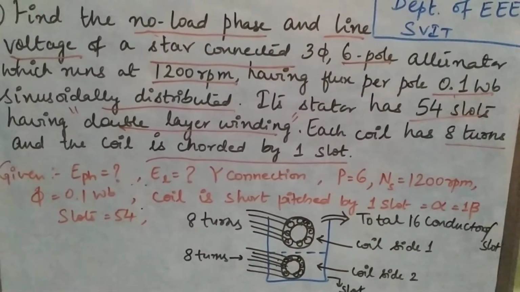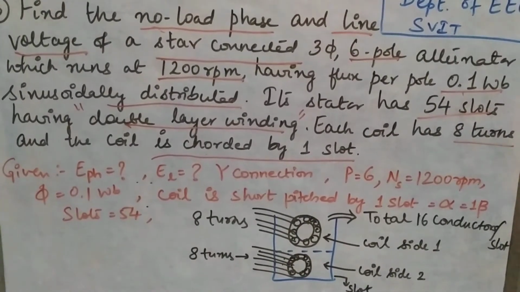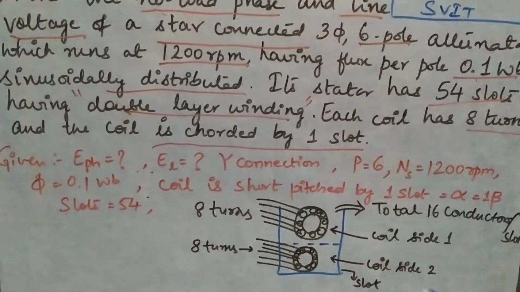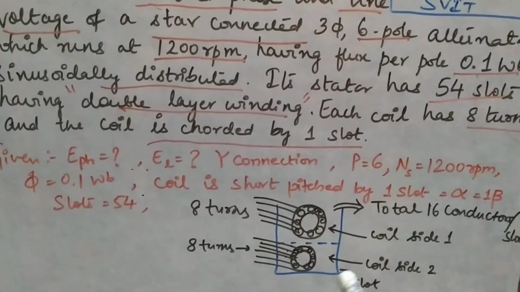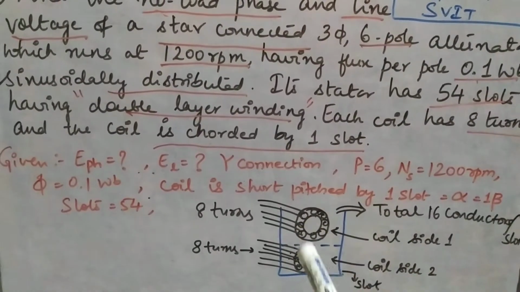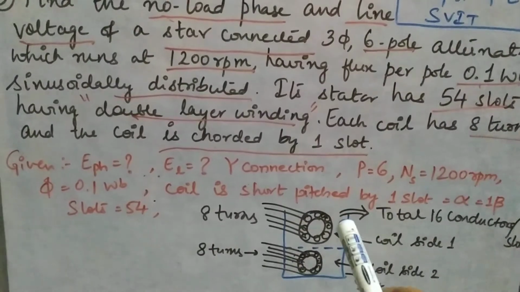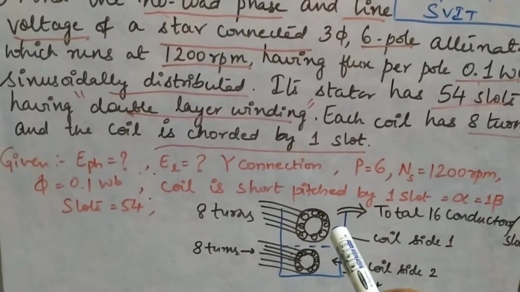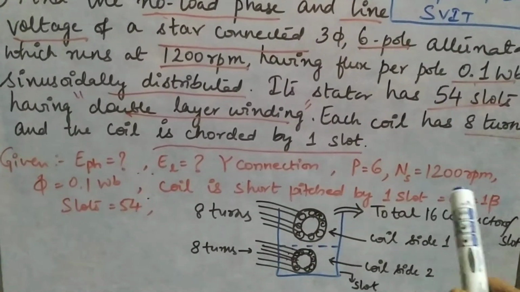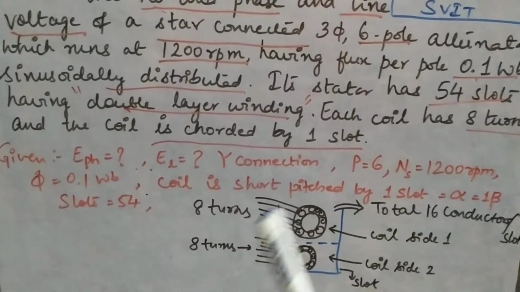The slots they have given clearly as 54, as well as the double layer winding. What does double layer winding mean? Here you can observe that we have a double layer in which two coil sides are placed in a single slot. So in a single slot itself we are going to place two coil sides. Each coil, as given in the problem, will have 8 turns. So we have drawn it like this.